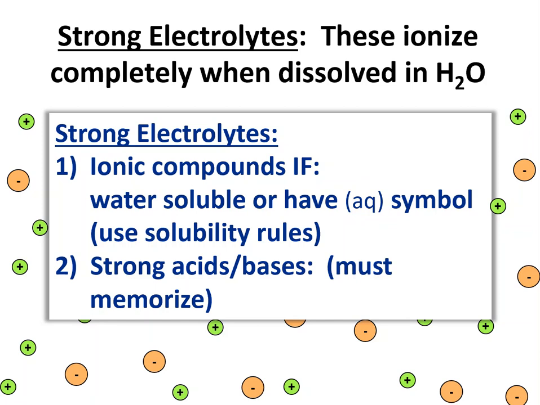For strong acids and bases, you must memorize those. If an acid starts with H or a base is a hydroxide, and is one of the strong acids or bases, then you know it is ionized 100% in water. Now there are acids that are not strong and bases that are not strong, and if they're not one of the strong ones, then they're not 100% ionized, and we'll see that later.